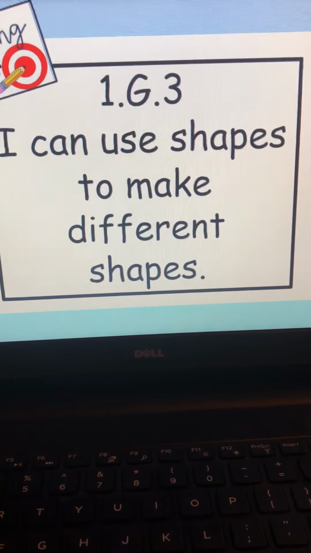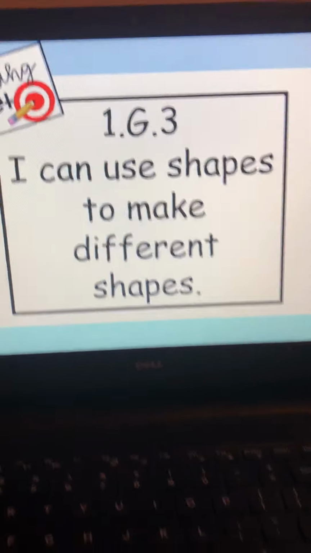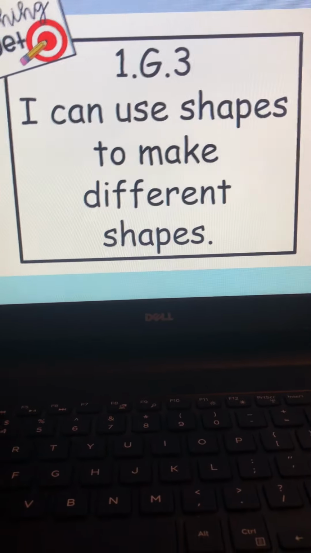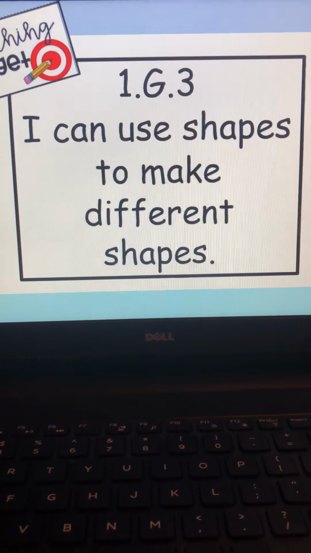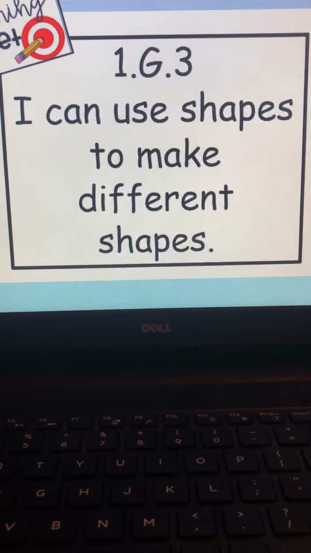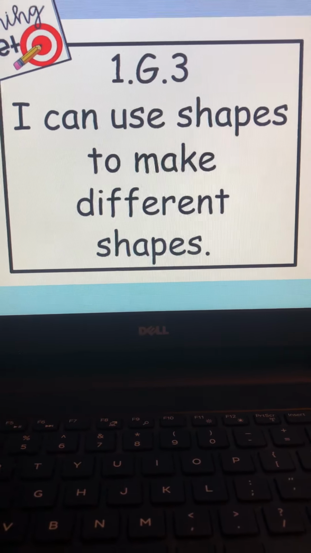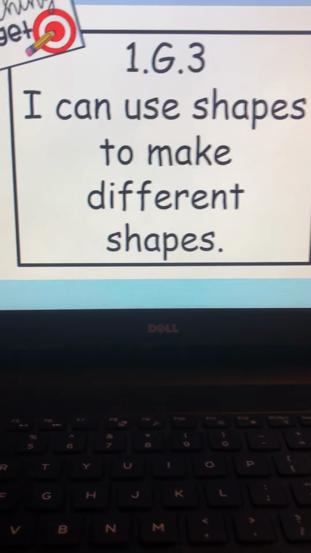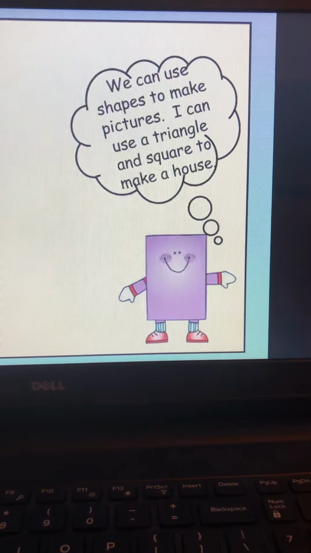You'll find in real life that some things that you see are made up of different shapes. For example, a brick wall is made up of a bunch of bricks. Well, each brick is a rectangle. So if you put a bunch of rectangles together, it makes a brick wall. We can use shapes to make pictures.